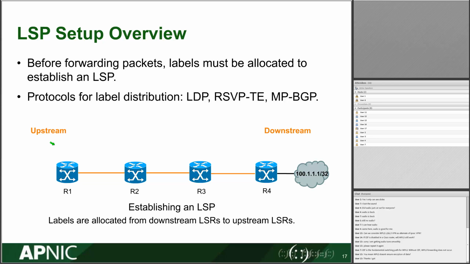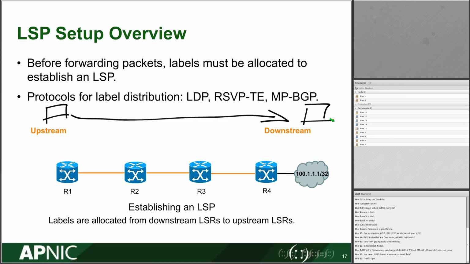So when we talk about the labels, we will talk about the upstream and downstream. What is upstream? What is downstream? The traffic is going from upstream to downstream. What does this mean? That means I send a packet. The packet is going from source to destination. So you can consider the source is the upstream, the destination is the downstream.